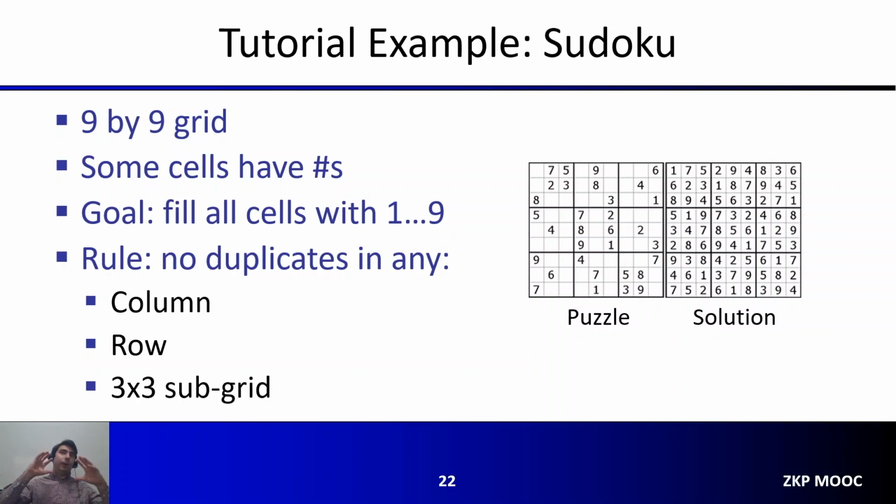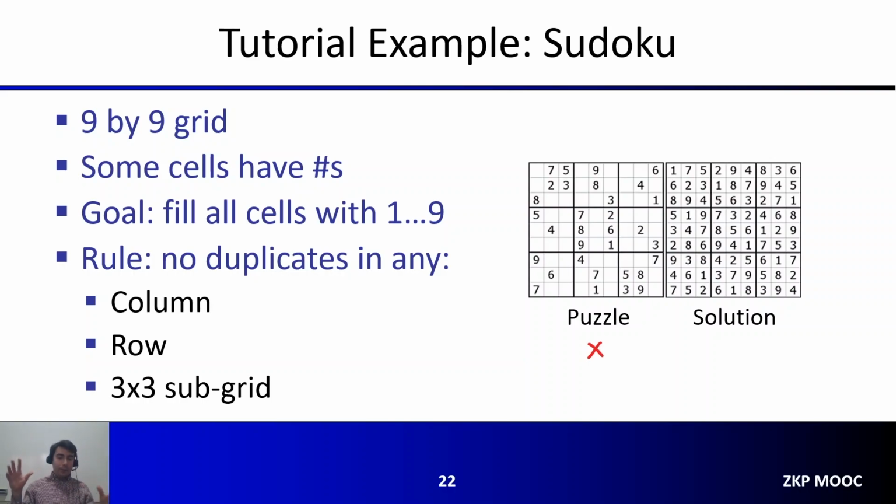So if you think about it, the solution to the puzzle is just a 9 by 9 grid of numbers that satisfies a few constraints. There are no duplicates in any row, there are no duplicates in any column, there are no duplicates in any 3 by 3 grid, and the numbers in your solution need to agree with the numbers in the original puzzle if there was a number in the particular cell of the original puzzle.